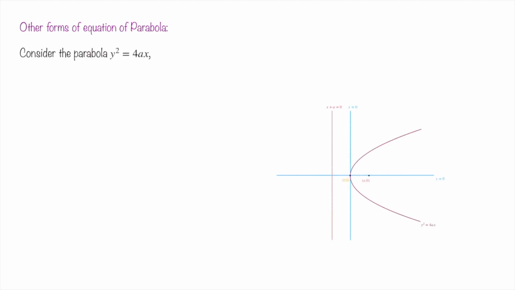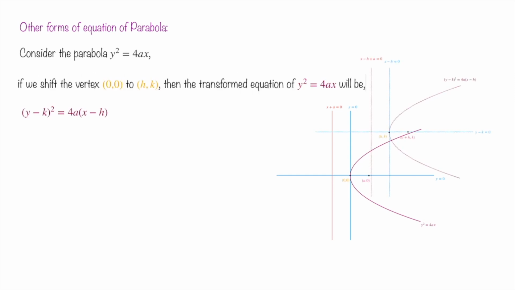Now we are going to look at transformed equations of standard form equations of parabola when we shift vertex 0, 0 to the point h comma k. Okay, let us consider the parabola y square equal to 4ax. Okay, here we have a focus at a comma 0. Directrix is this vertical line x plus a equal to 0. Vertex is 0, 0. Now, if we shift this vertex 0, 0 to the point h comma k, then the transformed equation of y square equal to 4ax will be this one.